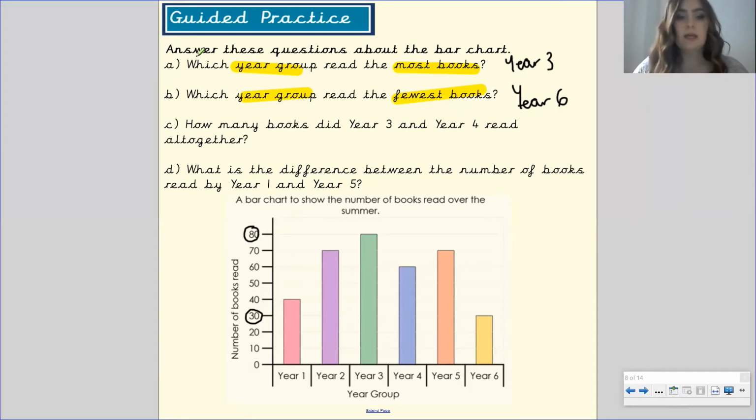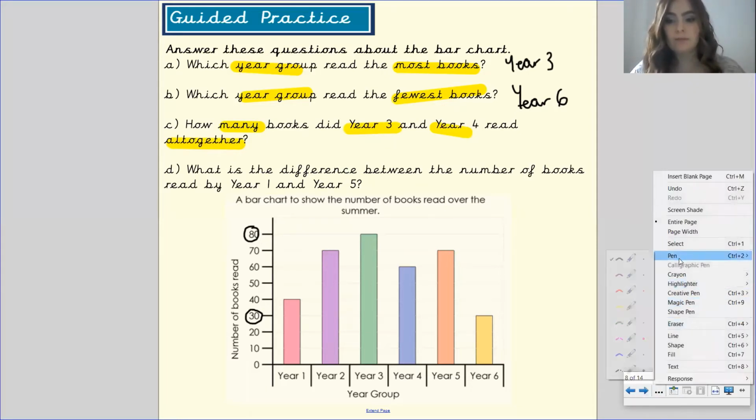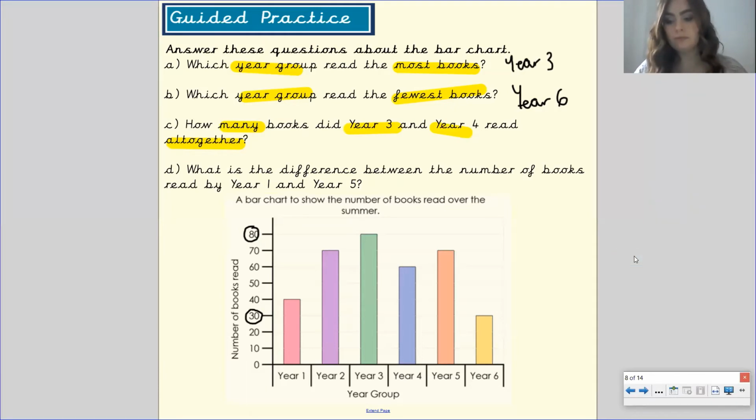Okay. Now let's have a look at part C. So how many books did year 3 and year 4 read all together? So what do you think this question is asking us to find out? Pause the video to have a think. Well done. It's asking us to add together how many year 3 read and how many year 4 read.